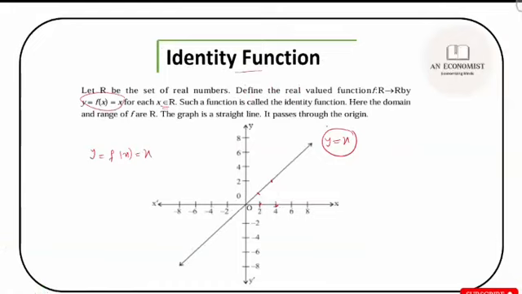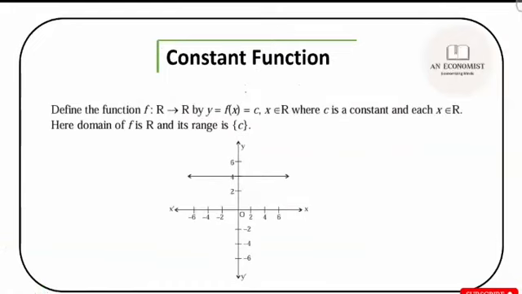It represents the identity function. And if we go to the constant function, it will be f(x) equals some particular c, where c is a real number, any real number. This is the functional form. c is basically a constant which belongs to the real numbers. For each x, you will have a particular c. In this particular graph, you see that f(x) is equal to 4.